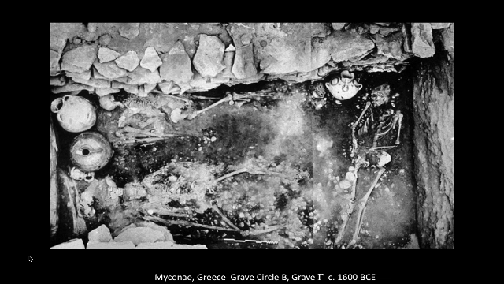Grave circle B had 14 shaft graves. None were as large or as wealthy as any in grave circle A. The largest and wealthiest of the shaft graves in grave circle B is grave Gamma, which you're looking at here. Because it was excavated by a very good archaeologist, George Mylonas, in 1951, we can see what he actually found when he opened up the graves, as opposed to grave circle A and the shaft graves from Mycenae. And we can see that in grave Gamma, there were 4 people buried, 3 men, 1 woman.